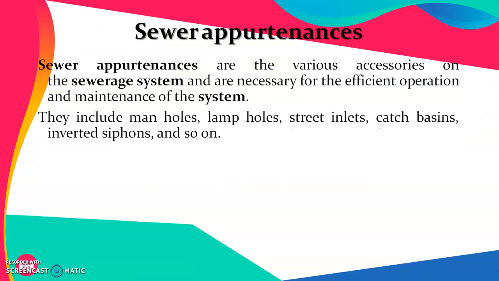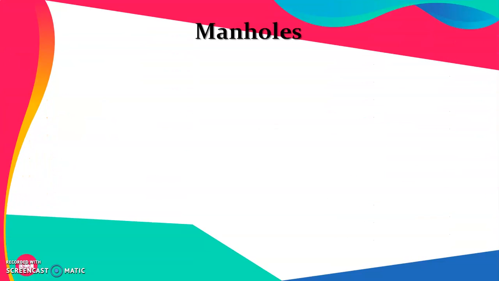So, sewer appurtenances. These are the various accessories installed into the sewerage system and are necessary for efficient operation and maintenance of such system. They generally include things like manholes, lamp holes, inlets, catch basins, inverted siphons, etc. So we'll start the discussion from manhole.